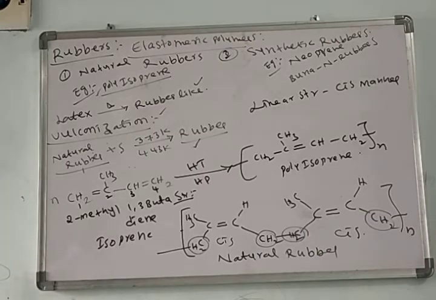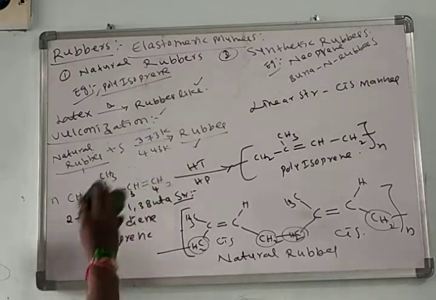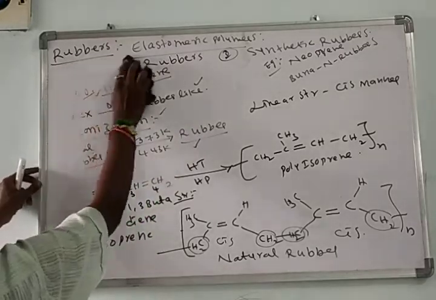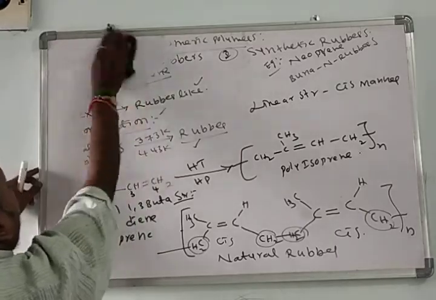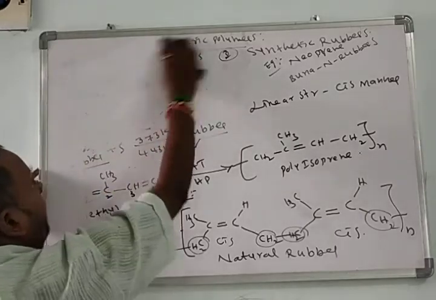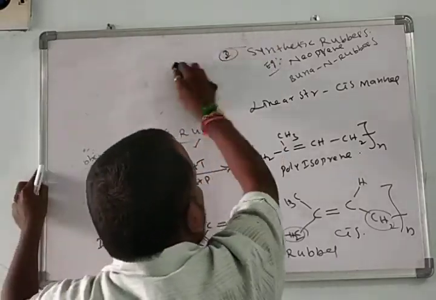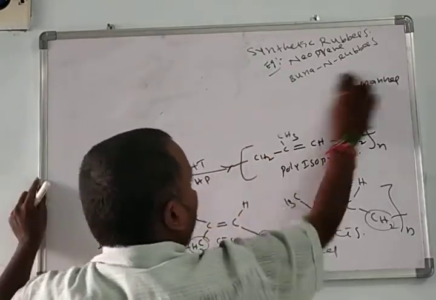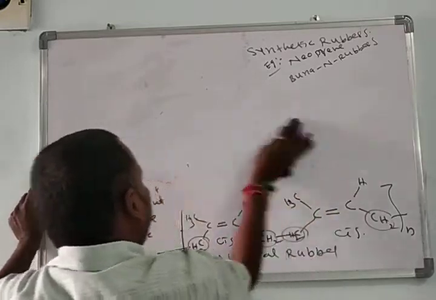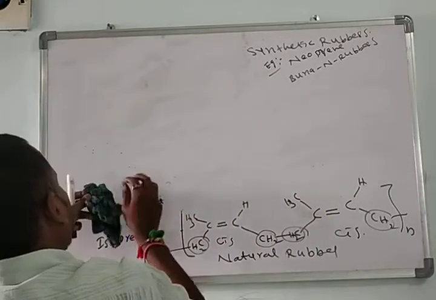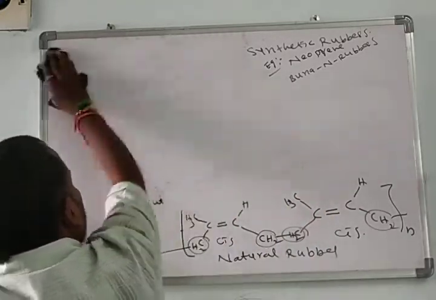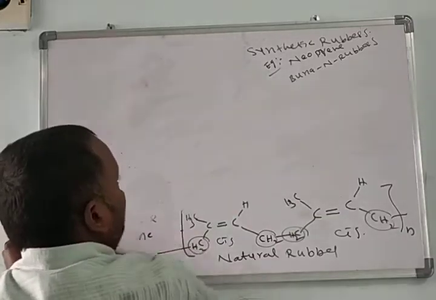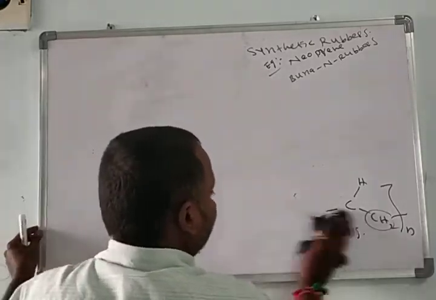What is natural rubber? What are the examples of natural rubber? Then we'll see the synthetic rubbers. I already gave an example of synthetic rubber. What are synthetic rubbers? The rubbers which are prepared in the laboratory we call synthetic rubbers.